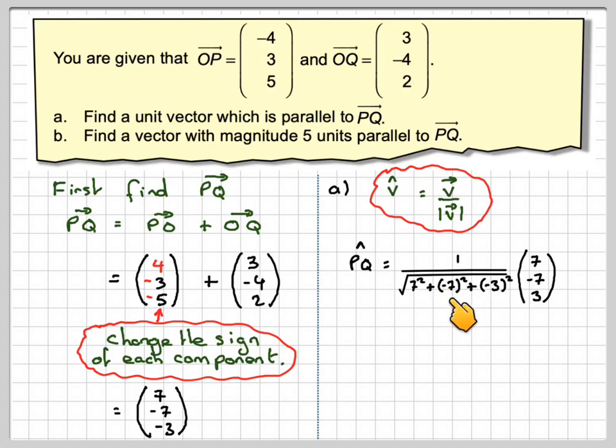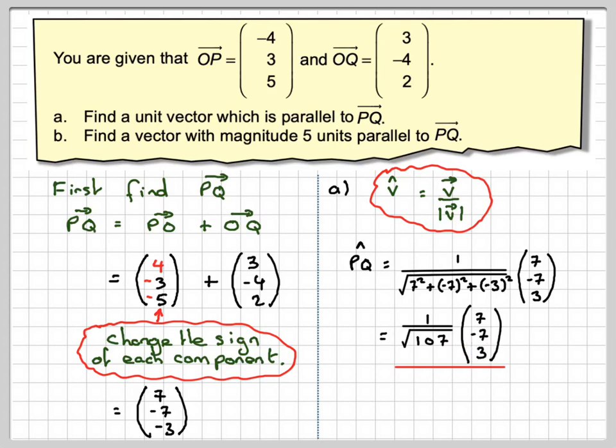Right, when we work this out on our calculator, most modern calculators will give it in surd form. We're going to get 1 divided by the square root of 107, and that surd simplifies no further, we leave it like that, times the vector (7, -7, -3). And that's our answer, or we could write this as the square root of 107 over 107 times our vector.